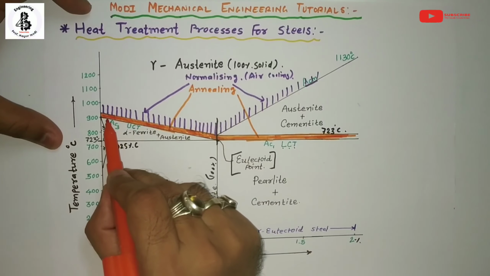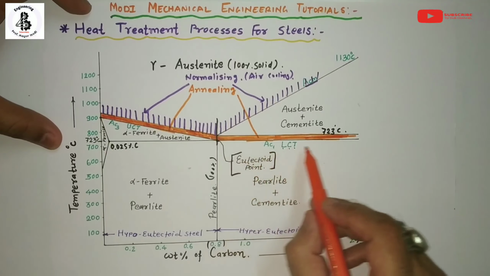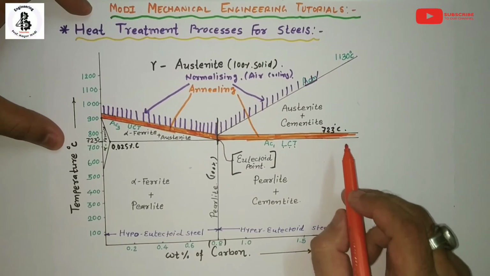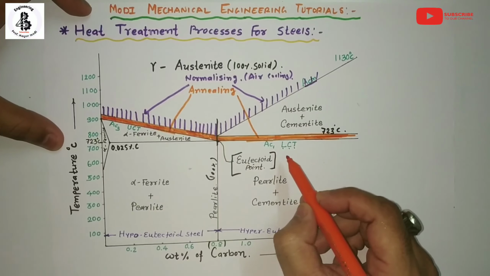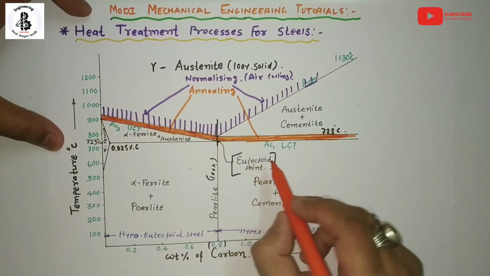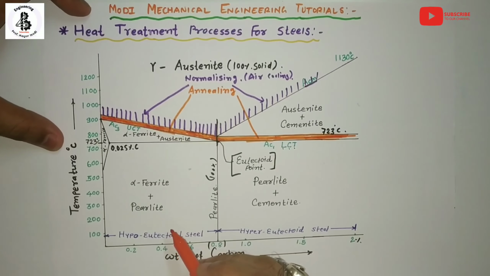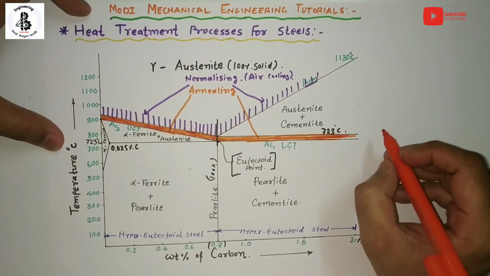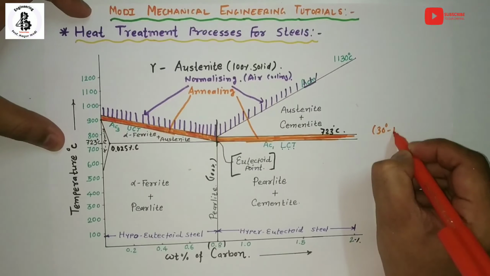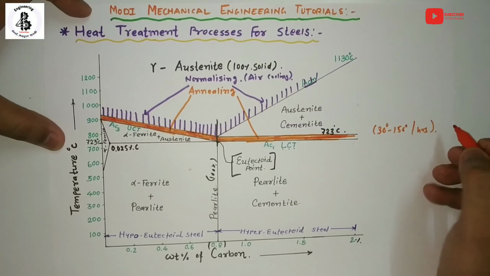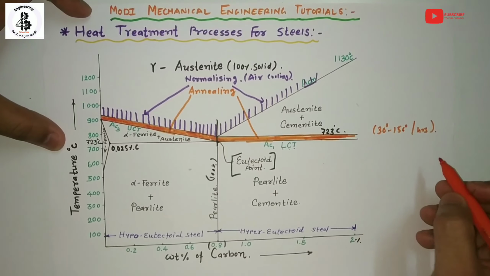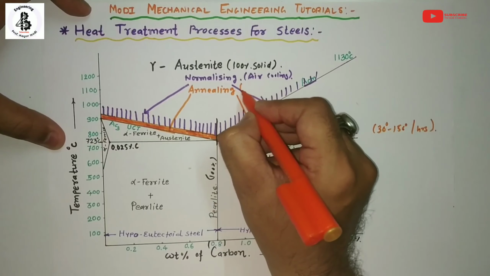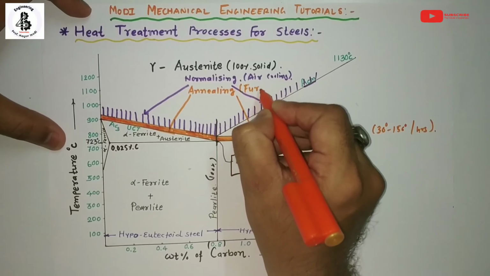Just as you can see, this orange color represents the annealing portion of the heat treatment process. Basically it is a softening process in which iron based alloys are heated above the transformation range, held there, and then cooled slowly, around 30 to 150 degrees per hour, or you can say below the transformation range, in the furnace itself. That is nothing but furnace cooling.